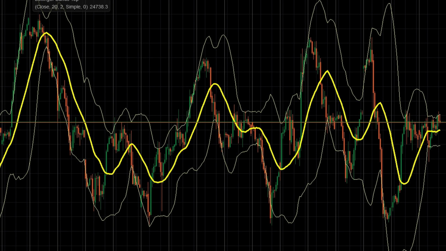Price always tends to return to the middle line. So, how do traders use it? When the price touches the upper band, it means the market is overheated. That's often a good time to sell or take profit. When the price hits the lower band, the market is oversold. That's often a good time to buy or prepare for a bounce.